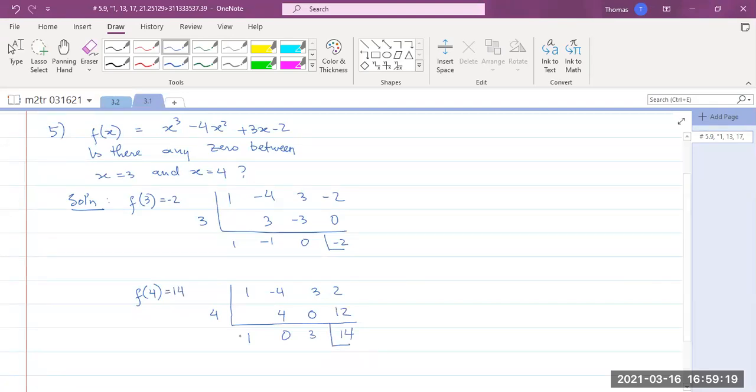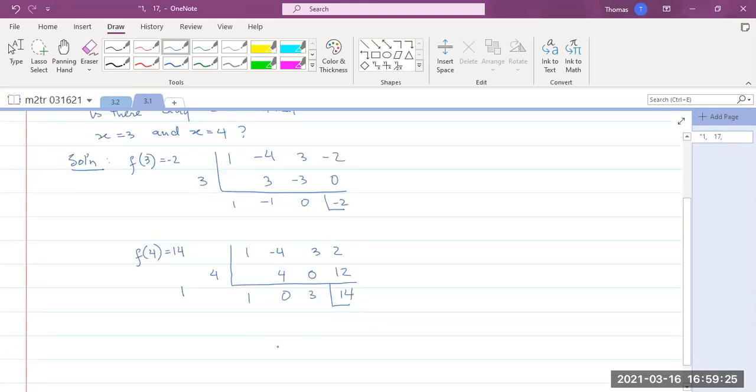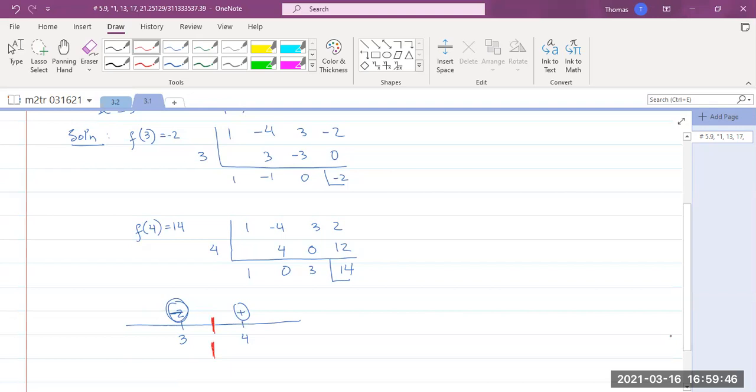Now notice what happened if we look at the number line. When x equals 3, the outcome is a negative number. When x equals 4, the outcome is positive 14. Because they have different signs, there must be a critical number in between. And on top of that, we know a polynomial is continuous. Therefore, the critical number is not the undefined case.